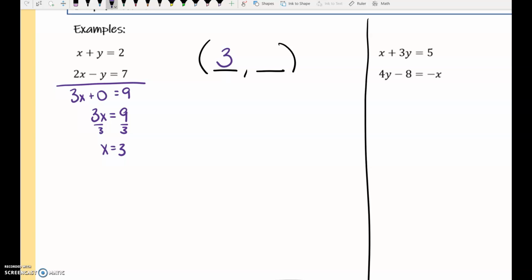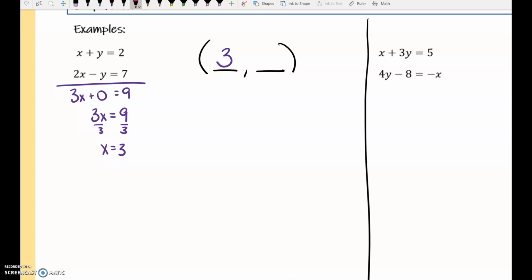Sometimes the system is set up perfectly for elimination, like this one was. We've got a positive y and a negative y. Those two will add together to give us 0. Sometimes the system is not set up perfectly for elimination, and we're going to have to do a little bit of work to get it ready. We're going to have to multiply the entire equation by something to get it ready. But this one was perfect.